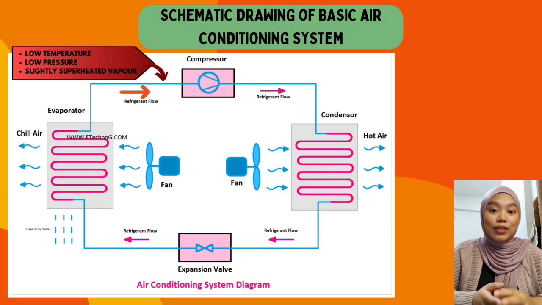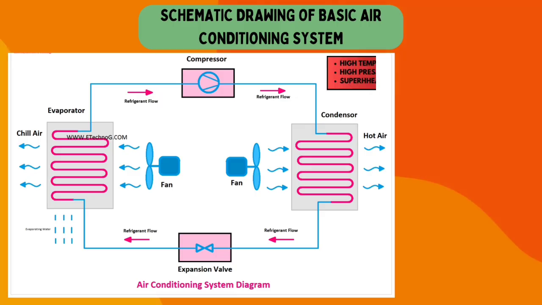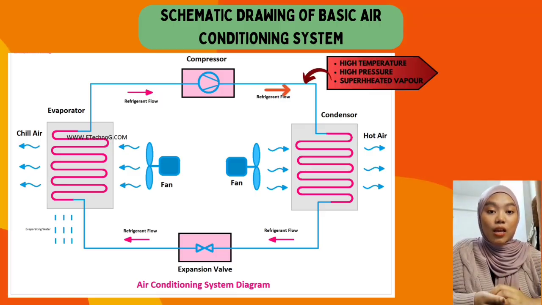So let's see how the basic air conditioning system cycle works. Firstly, the cycle begins when the thermostat senses the indoor temperature has risen above the desired set point. So the compressor will start and pump the refrigerant through the system. The refrigerant enters the compressor as a low pressure gas and leaves as a high temperature, high pressure gas. And that high pressure gas will flow into the condenser coil.